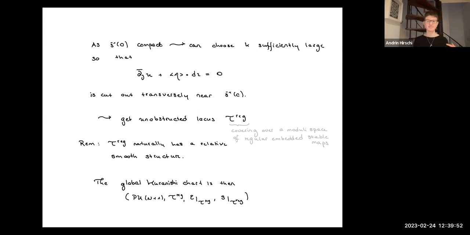Okay, so to summarize all of this, the global Kuranishi chart we use in the end has covering group PU(n+1). The thickening is given by this T-reg for some choice of sufficiently high K. And the obstruction bundle and the obstruction section are given the same way as I defined before, simply restricted to this regular locus.